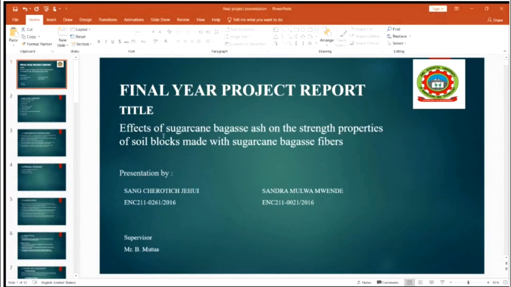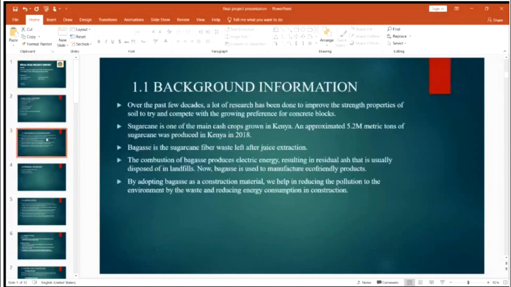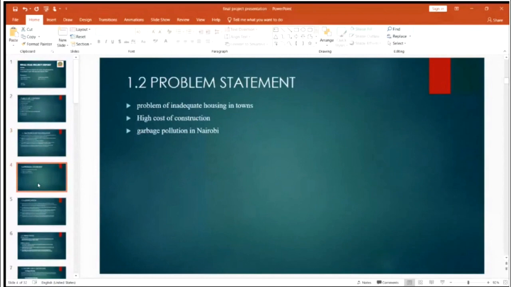Yes, that was our project title: the effect of sugarcane bagasse ash. For background information, we are showing how the use of soil blocks has been here for decades. We are also showing the use of sugarcane in construction for adequate housing. There is also a high cost of construction, with most people in slums.